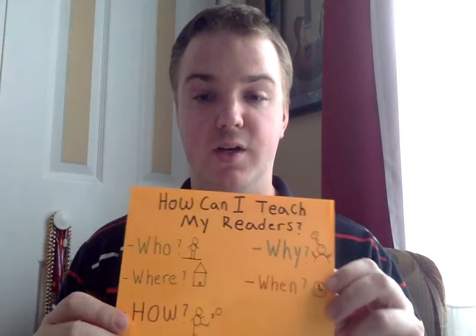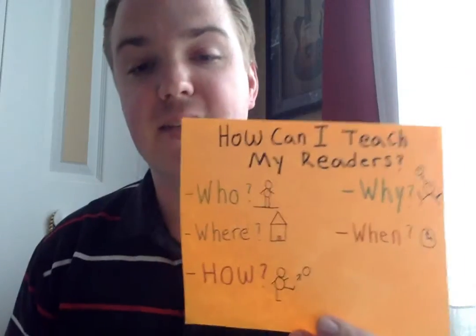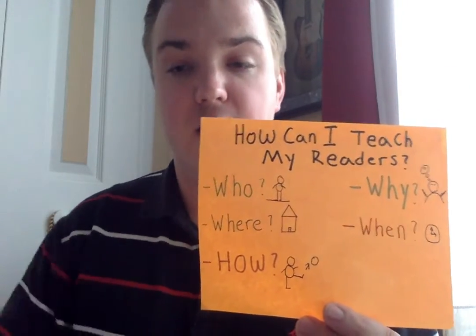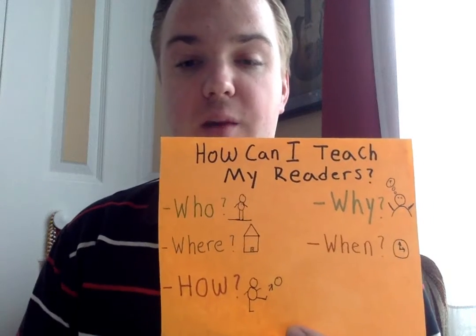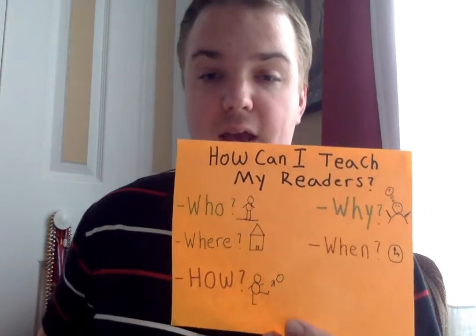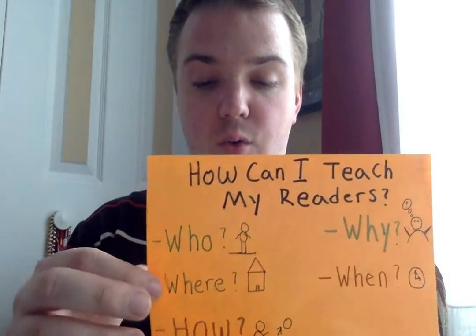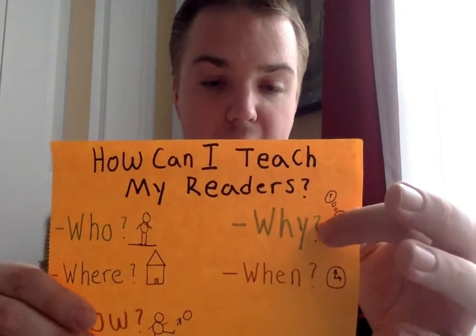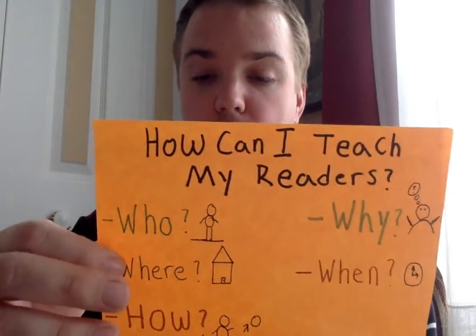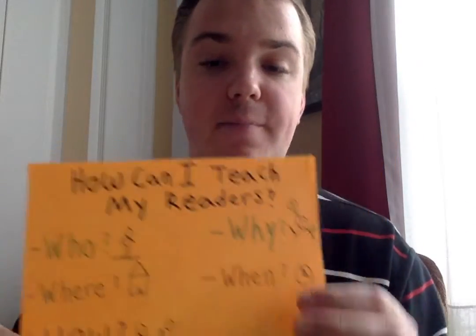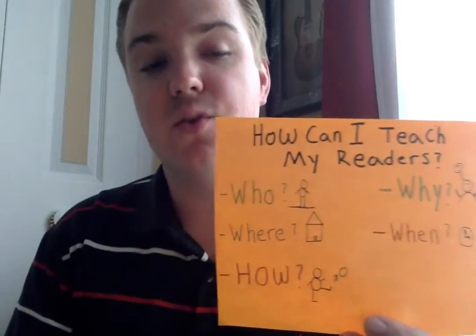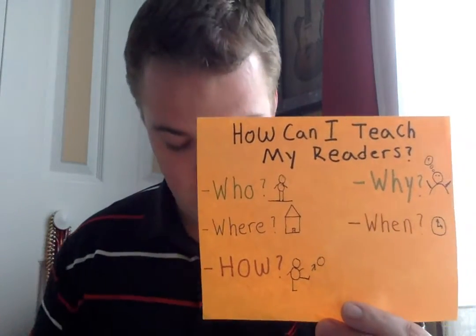Now, what we're going to be doing for writing is we are going to be making a chart that says, how can I teach my readers? Okay, so we're going to be coming up with a lot of different strategies for how to teach our readers about our topic. Okay, and so a couple of the questions that you can ask yourself are simple: who, where, how, why, and when. Okay, so these are all questions that you can think about when you're writing your topic.